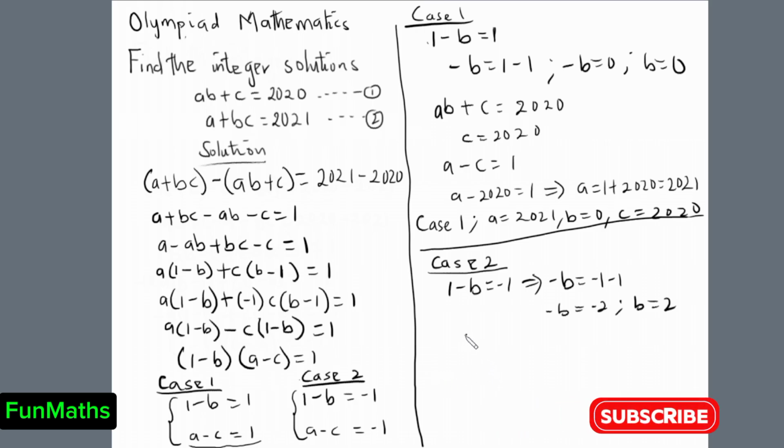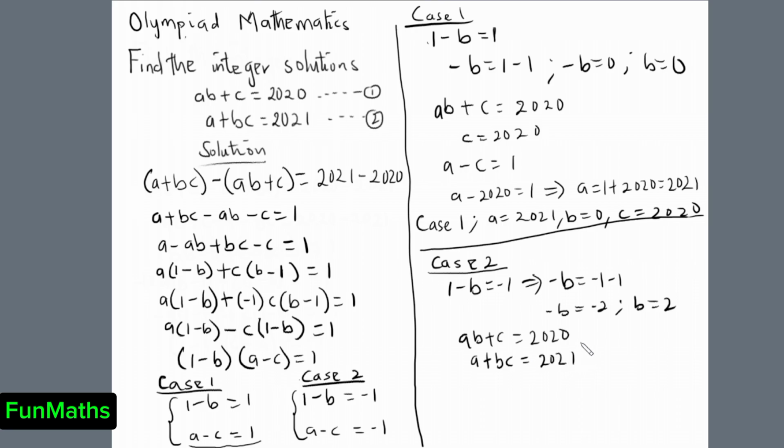Recall that AB plus C is 2020 from equation 1. And since this is not 0, we need another equation. The second equation, equation 2, A plus BC is 2021. Now, if you bring 2, which is B, into this, it will be 2A plus C equals 2020. And for the other one, A plus 2C equals 2021.